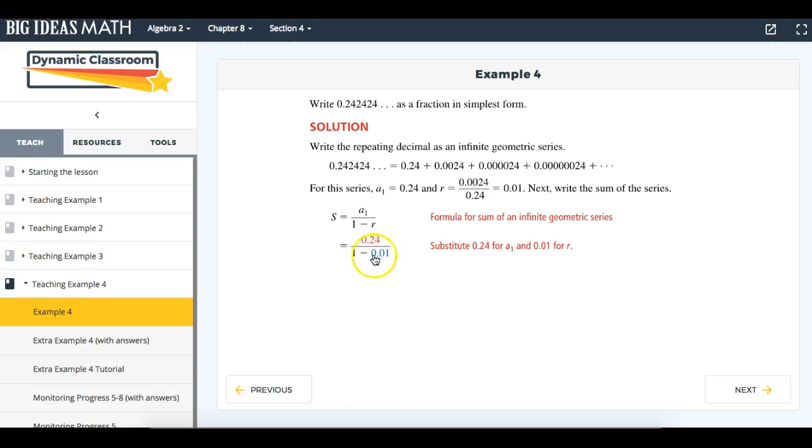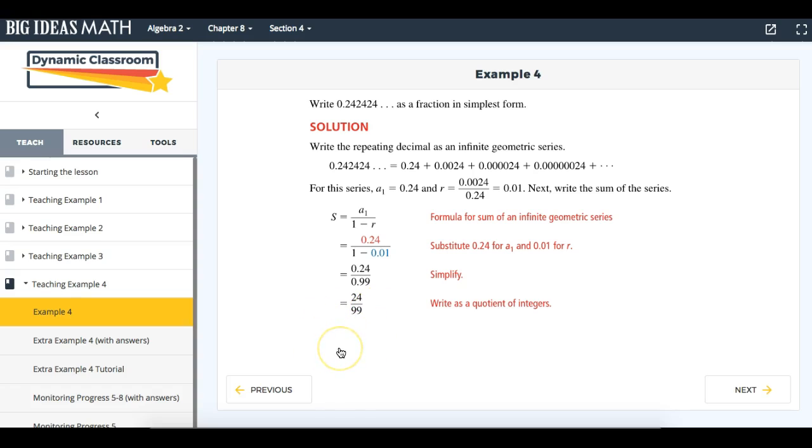Let's go ahead and combine these. We get 0.24 over 0.99. Now, we want to write this in simplest form. Simplest form does not include decimals like this. Let's write this with integers on top and bottom. To turn this into integers, we can just move our decimal over 2 spots. So we move our decimal over from 0.24 to 24 and from 0.99 to 99. So we get 24 over 99. So it's a quotient of integers.